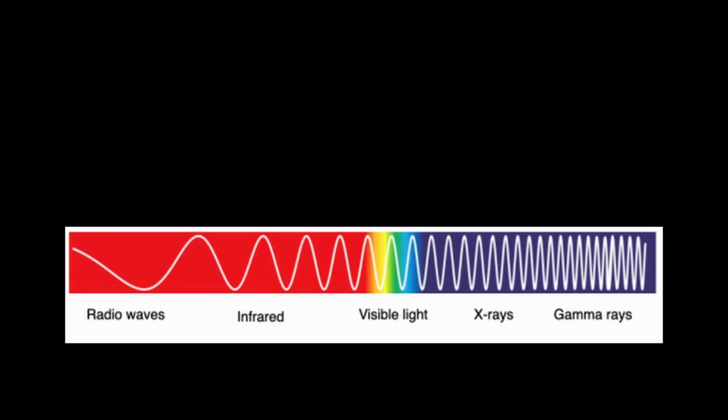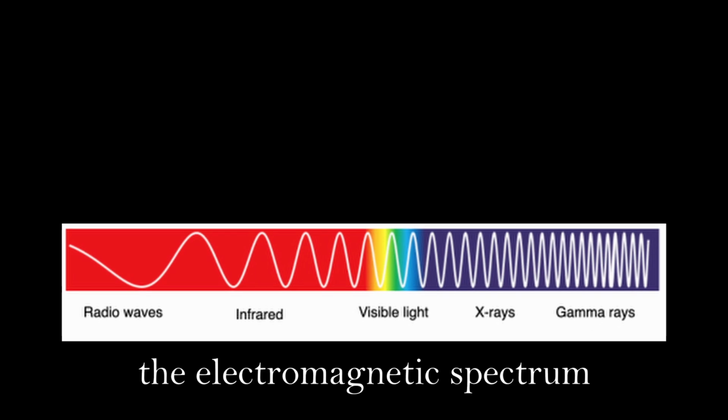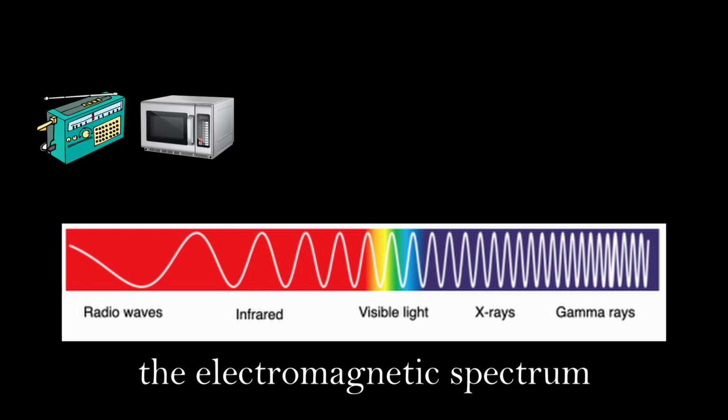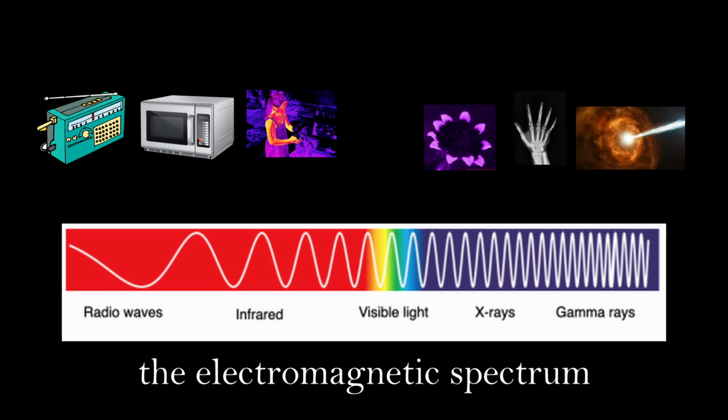What we call the range of visible light is just one segment of the greater electromagnetic spectrum, which comprises all possible wavelengths of electromagnetic radiation, including radio waves, microwaves, infrared and ultraviolet light, X-rays and gamma rays. These are not different types of waves, but rather names given to different sections of the electromagnetic spectrum based on their respective applications, and the only difference is each segment's respective range of wavelengths.